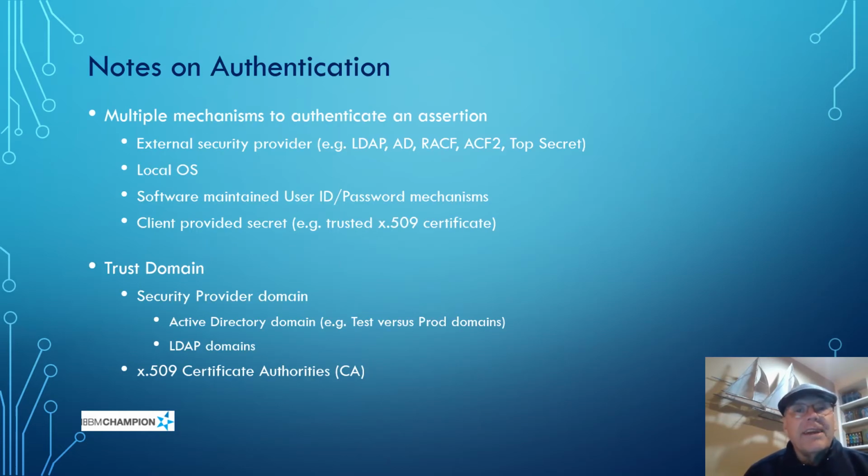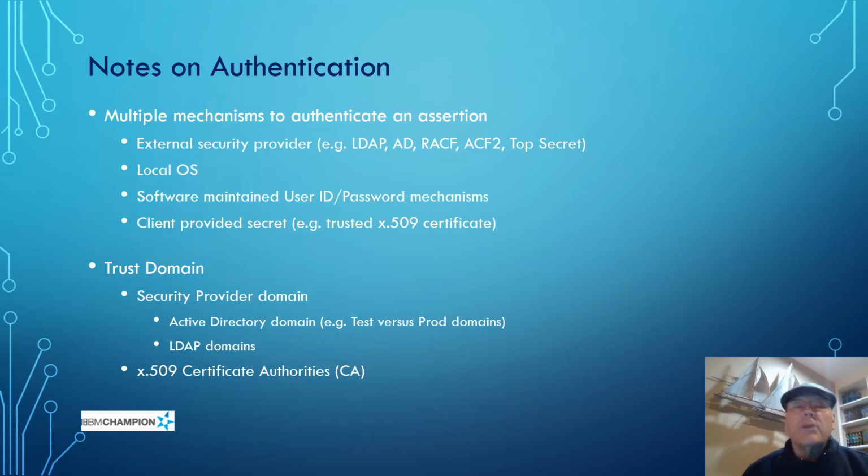Some notes on authentication. How do we trust that assertion that the identity is asserting an ID? I can say I'm President of the United States. It's an assertion. It may or may not be true. How do you determine whether it's true? We can have an external security provider, LDAP, Active Directory in the Windows world, RACF, ACF2, or Top Secret.